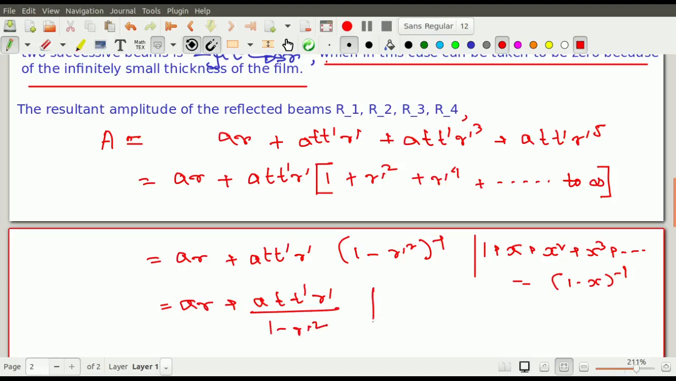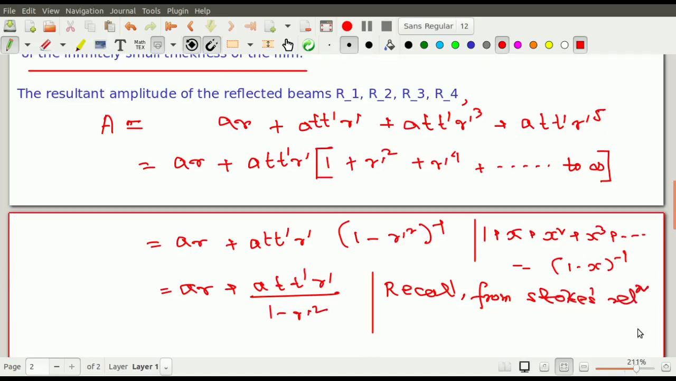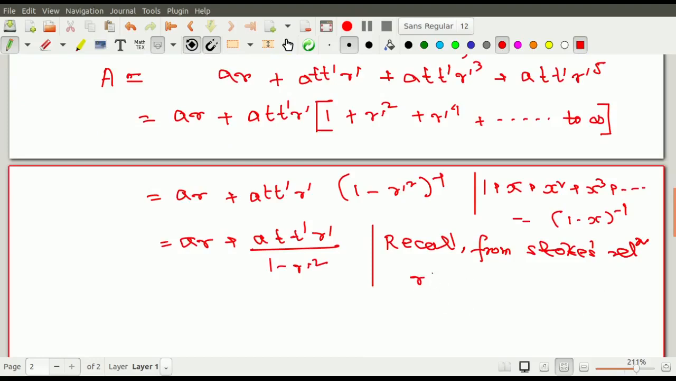You recall a relation from the Stokes treatment, recall Stokes relation, Stokes equation না কি যেন বলেছিলাম, what did I say on the last class? Recall the Stokes treatment, recall from Stokes relation লিখে দিই, recall from Stokes relation. So there was a relation, you remember, that R dash was equals to negative of R, and this one, this T T dash can be written as 1 minus R dash square.